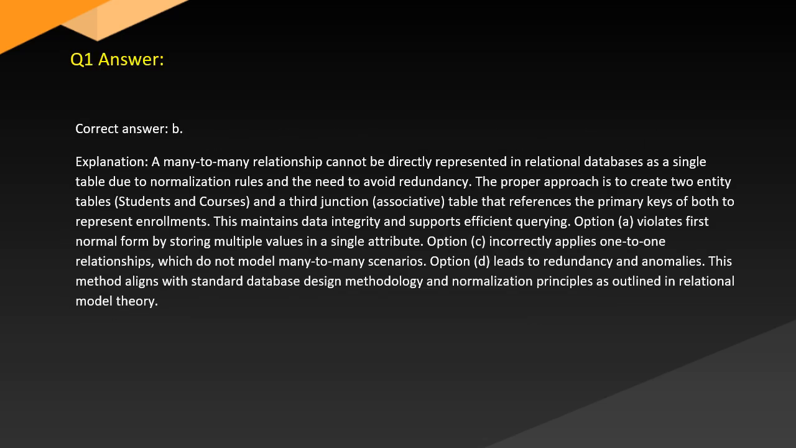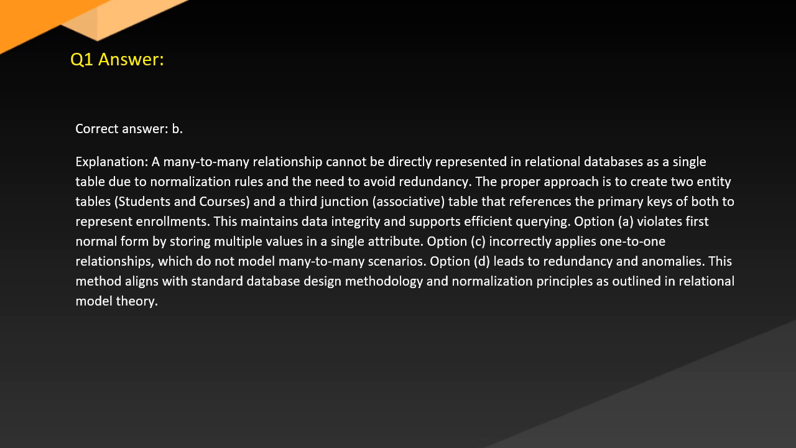Answer. Correct answer: B. Explanation. A many-to-many relationship cannot be directly represented in relational databases as a single table due to normalization rules and the need to avoid redundancy. The proper approach is to create two entity tables, students and courses, and a third junction associative table that references the primary keys of both to represent enrollments. This maintains data integrity and supports efficient querying.